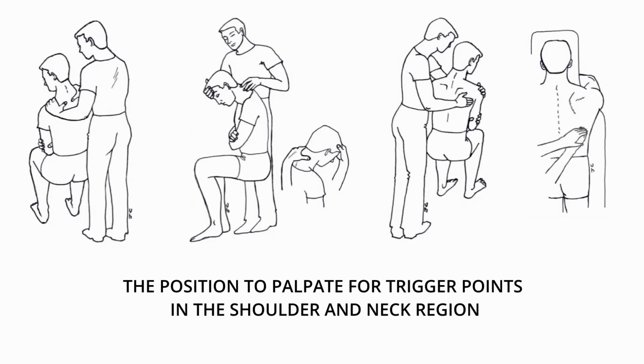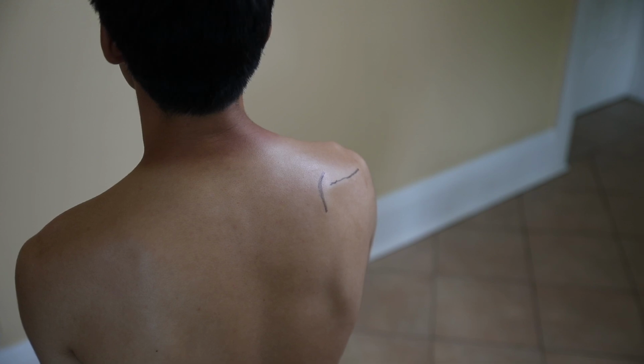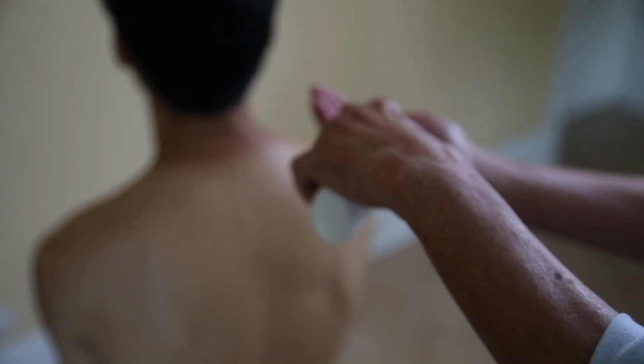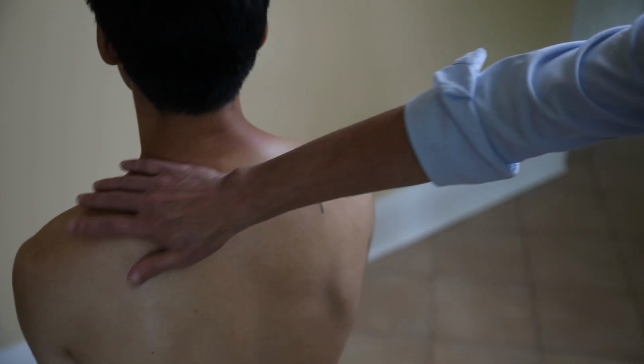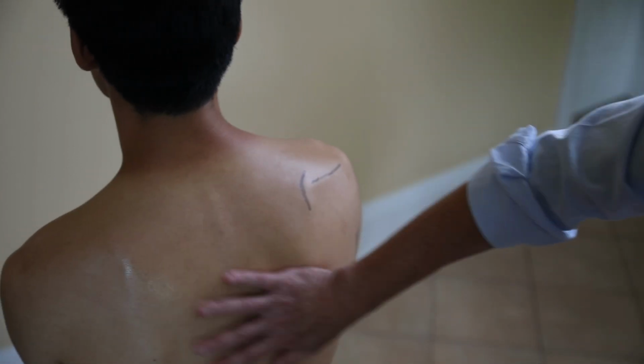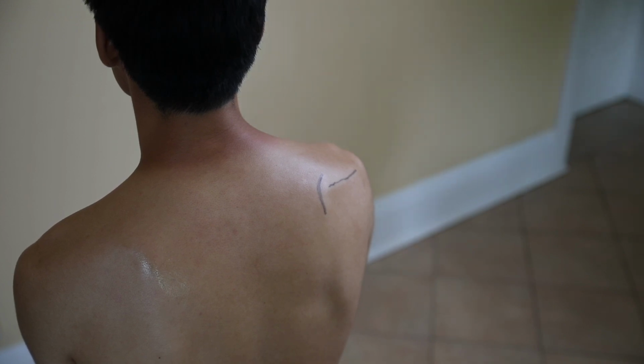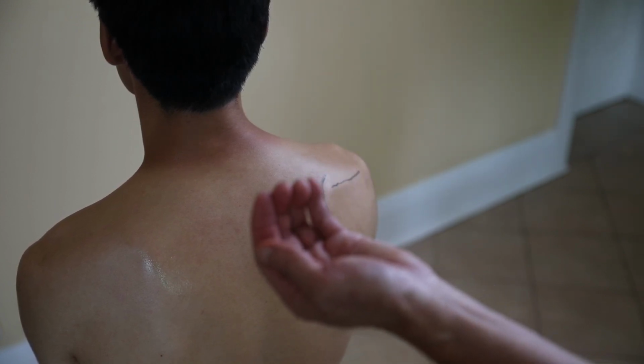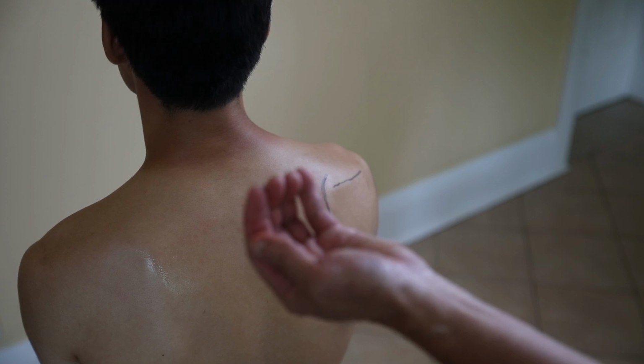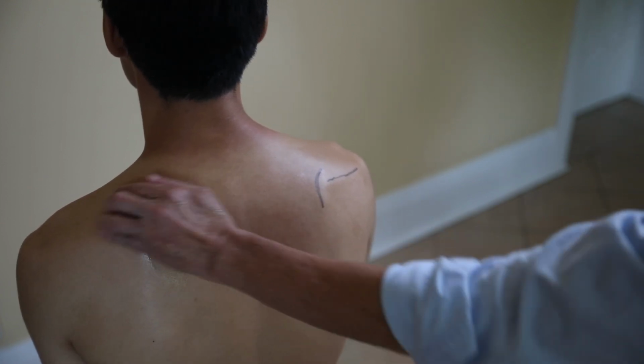The position to palpate for trigger points in the shoulder and neck region. We can palpate a lot of muscles with the patient seated like this. To palpate, I like to use some soluble bath oil or massage oil for better sensitivity. On my palpating hand, I would like to have my 4 fingertips in line for better coverage. Like that.